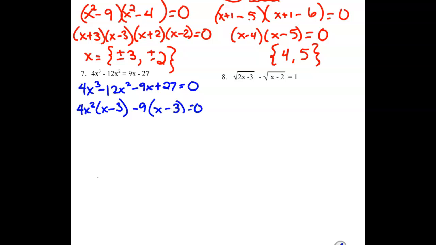And the leftover part, these things have to match for the grouping technique to work. So one of my factors will be 4x squared minus 9. And the other factor is this common x minus 3 piece. Four x squared minus 9 is a difference of 2 squares again. So how would we factor that?